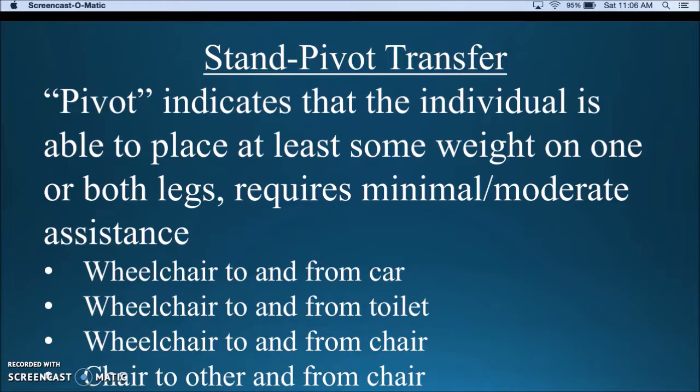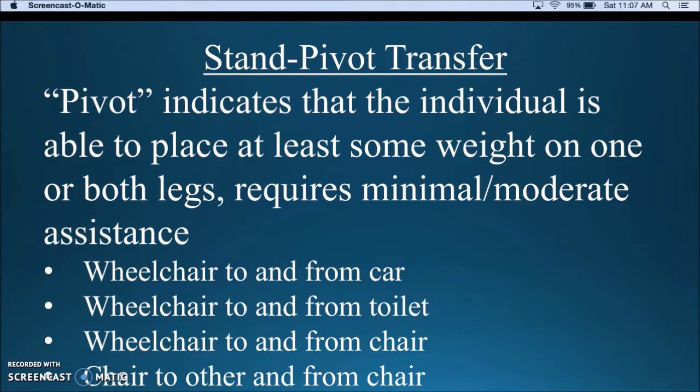The following video is a training video to show how to safely and responsibly do the stand pivot transfer. The stand pivot transfer is a transfer where you can move an individual who does not have full ability to move themselves from a seat to another. The word pivot indicates that the individual can place at least some weight on one or both of their legs. And so this means that they are able to move themselves with minimal/moderate assistance from you.